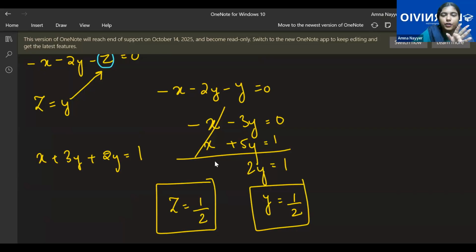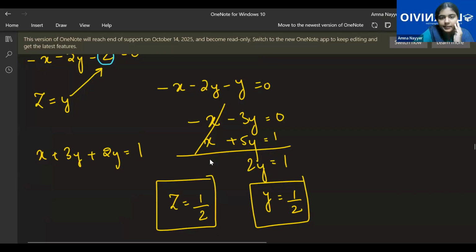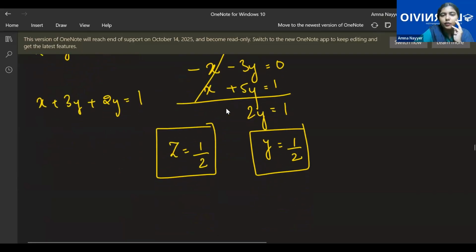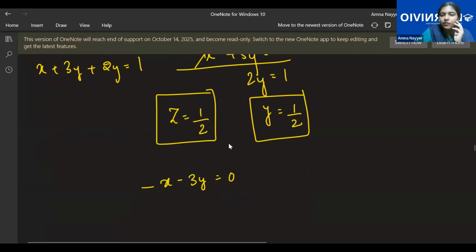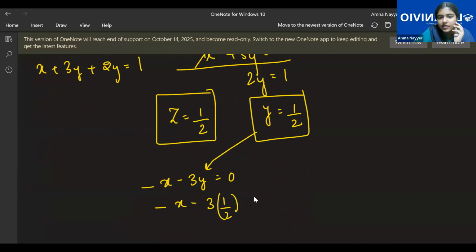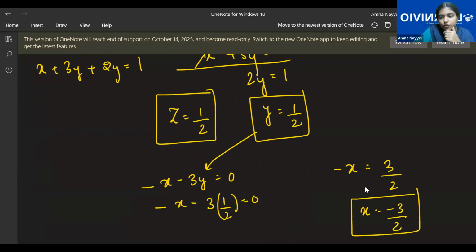Now we are just left to put the values of y. Let's use this equation. We know minus x minus 3y is equal to 0. Let's put the value of y here. Minus x minus 3 into half is equal to 0. So we can say minus x is equal to 3 by 2. So x is equal to minus 3 by 2. So Nabiha, your value was correct. I think just a slight error with the powers. Please check. Mariam: minus 3 by 2, minus 3 by 2, half, half. Yes, perfect Mariam. Good answer.